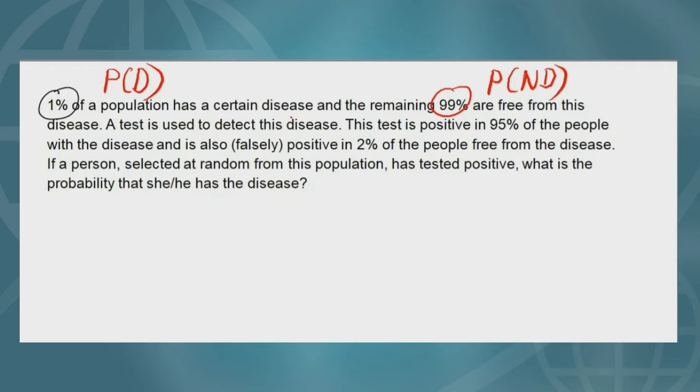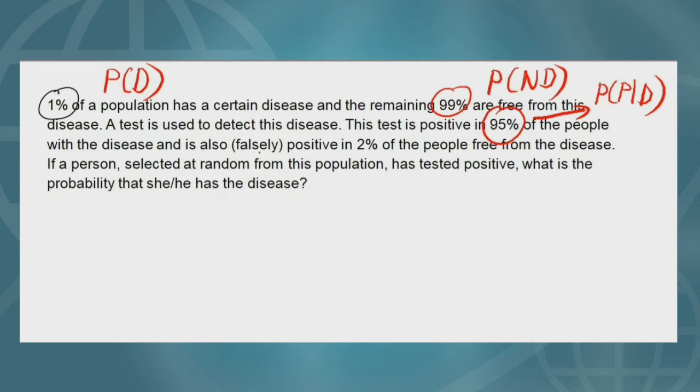Then a test is used to detect this disease. This test is positive in 95% of the people with the disease. So in this case naman, yung mga tao, 95% with the disease, tested positive. So we can write this as probability of tested positive, P na lang, given with the disease, given D. So 95% ito.